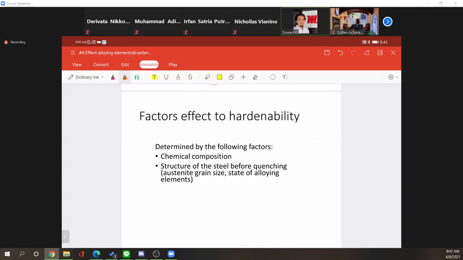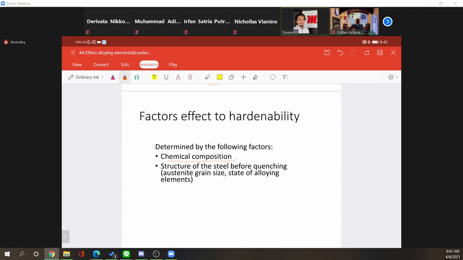Okay then, so what are the factors that affect hardenability? The first is the chemical composition. The second is the structure of the steel before quenching, for example austenite grain size and the state of the alloying elements. This is something very detailed, but first of all, we'll discuss chemical composition in the beginning, as this is common.